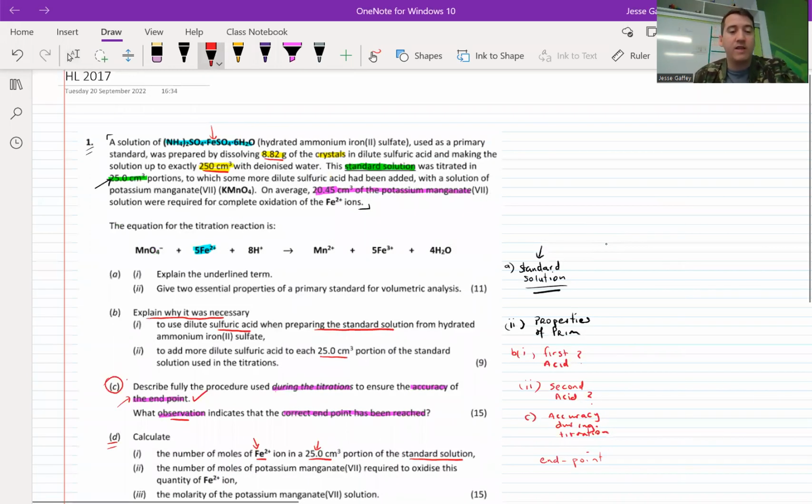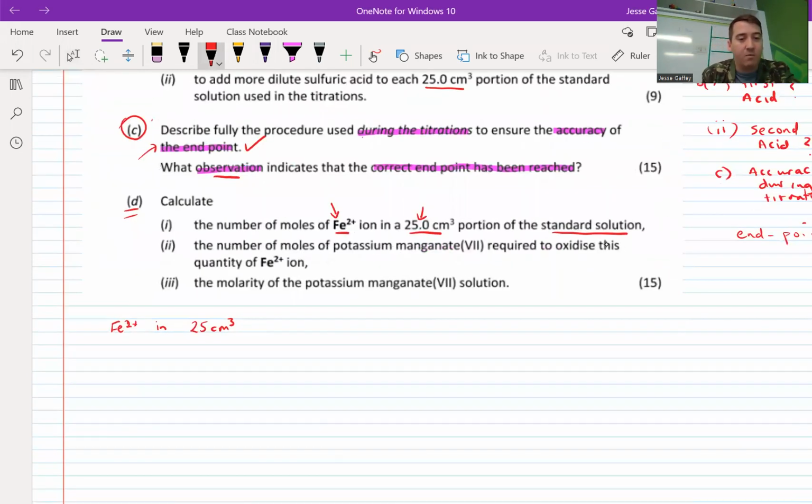So if I was to write down the steps you would need to do here: you want to find the moles of Fe per liter. You want to calculate this and then find the moles of Fe in 25 cm³, which is 0.025 liters. Those are the steps that we want to do for part 1. So some of us should be able to have a go at this now.